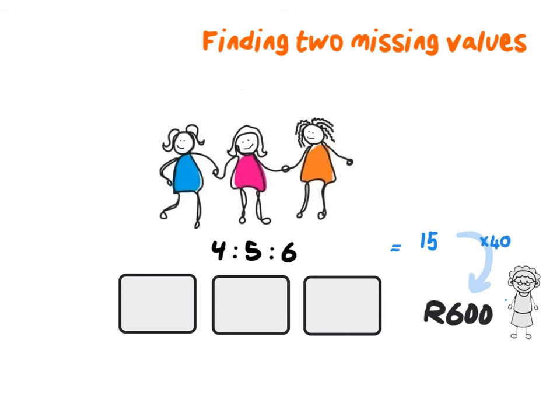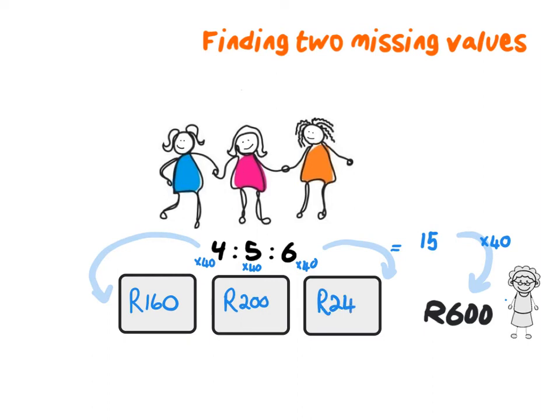So if I need to multiply by 40 for the total amount, it means for each of the grandchildren, I also need to multiply by 40. And I can put my arrows in here if that makes it a little bit easier for you. And I need to know that in each case, I need to multiply by 40. So 4 times 40 gives me 160 Rand. 5 times 40 gives me 200 Rand. And let's just write the times 40s in there. And 6 times 40 gives me 240. And always check that the amounts you got indeed add up to 600. And in this case, we see it definitely does. So here we had to take the ratio and make everything 40 times bigger.